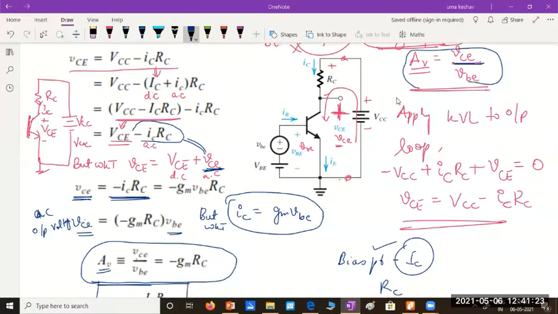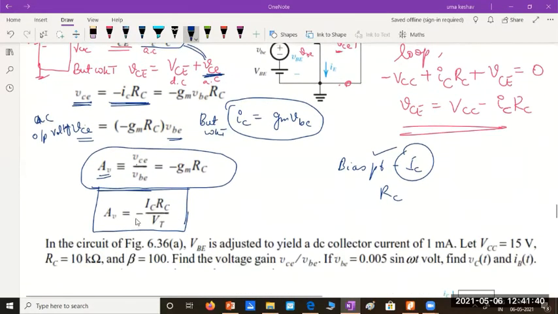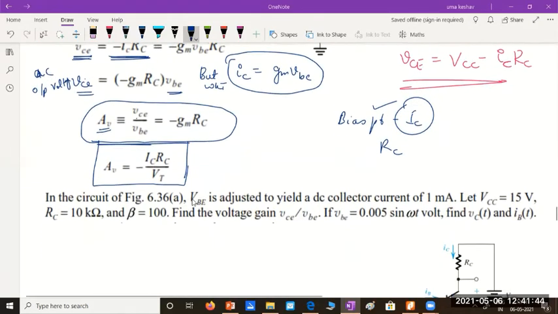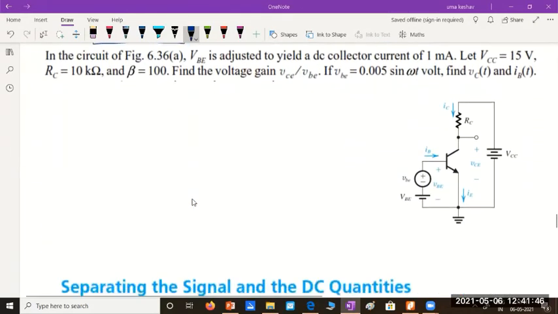So we have found the small signal voltage gain of the amplifier. The small signal voltage gain, or the AC voltage gain, is the AC output voltage vce to the AC input voltage vbe, which is defined as minus gm RC, or minus IC by VT into RC. Okay, we'll take the next problem now, before we move on to the small signal analysis.